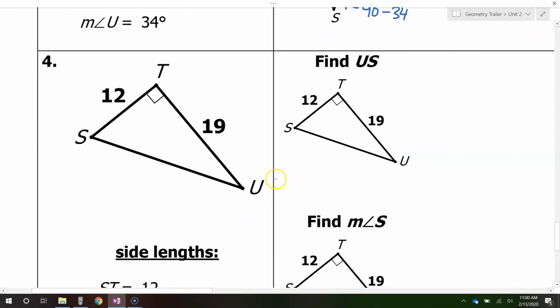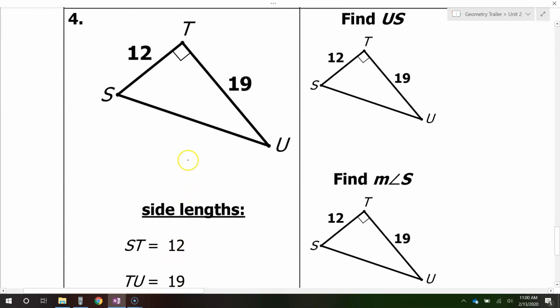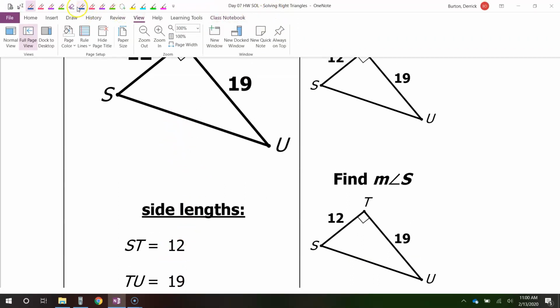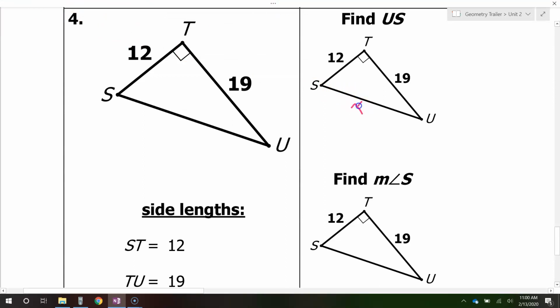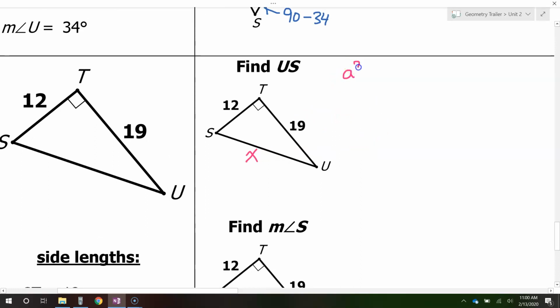Moving on. So problem number 4. We're going to find side length US. All right, we're only missing one side length. I am not going to need my trigonometry for this problem. See how I'm given two sides and I'm missing the third side? That's when you do the Pythagorean Theorem. Okay, that's when you do your a squared plus b squared equals c squared. Just remember that the c squared has to be the hypotenuse squared. And the hypotenuse is x because it's across from the 90-degree angle. That means I will have 12 squared plus 19 squared is equal to x squared.